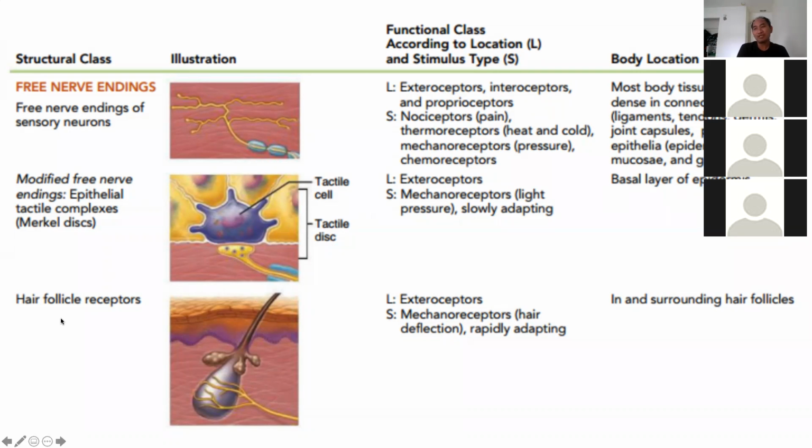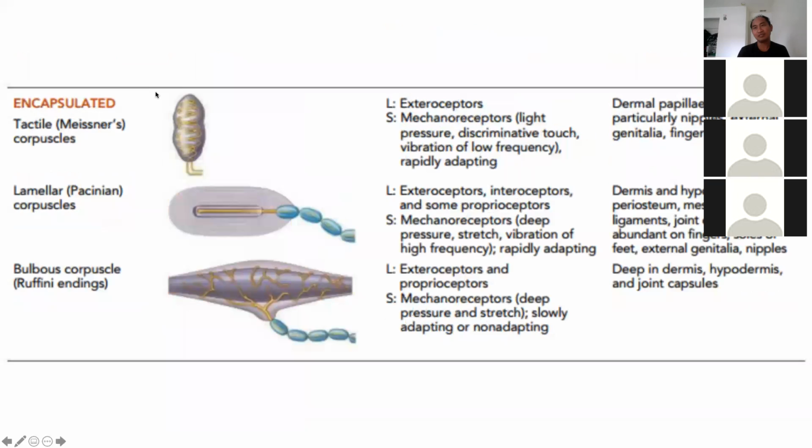Hair follicle receptors are only present in and surrounding hair follicles. What do they detect? They act as exteroceptors and detect hair deflection. So if you feel your hair being moved, you know it is because you have the hair follicle receptors. So that is from the free nerve endings.